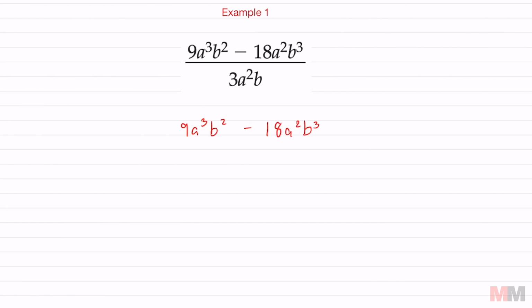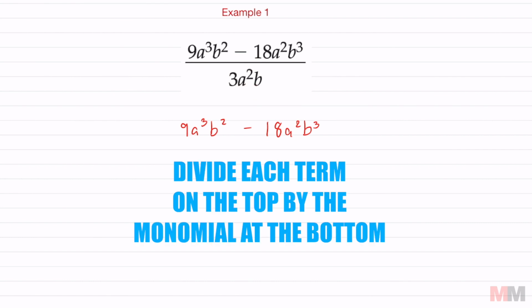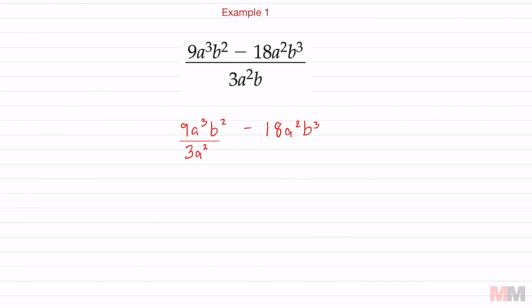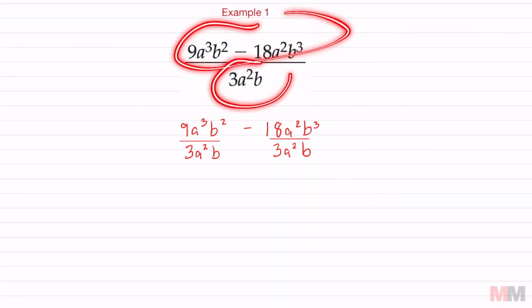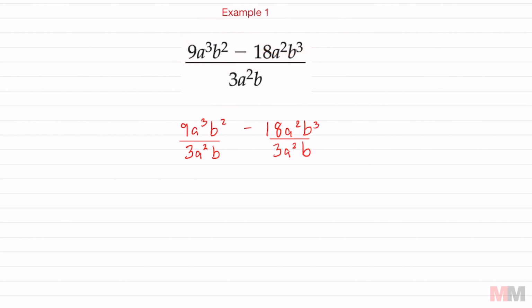First thing you want to do is separate the terms like that, and the bottom, this monomial that you're dividing by, it's kind of like a distributive property, but with division. Each term on the top will just get divided by this monomial at the bottom. So I'm going to write 3a squared b, and I'm going to write the same thing at the bottom. So all you got to do is take each term on the top and divide it by the term at the bottom. You're just dividing each term on the top by the bottom. That's it. And then put the result and you're done.